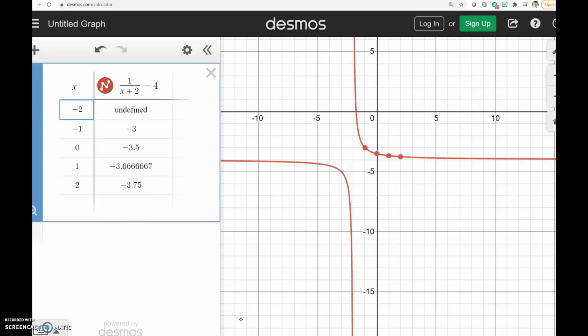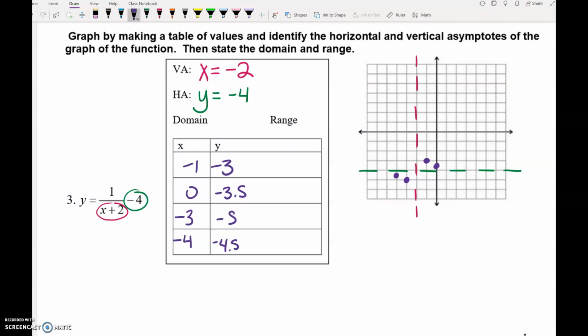In Desmos, -1 is already in there. We have 0 in there. I don't see -3 or -4, but you can go to the bottom of this table and type in -3, and then you can type in -4, and it will give you those values. So -5 and -4.5. So here's those points graphed.